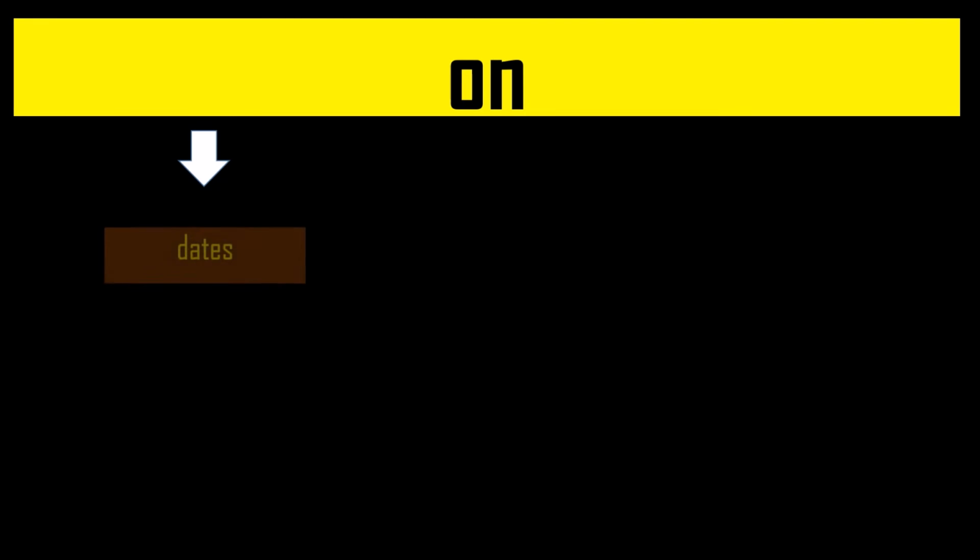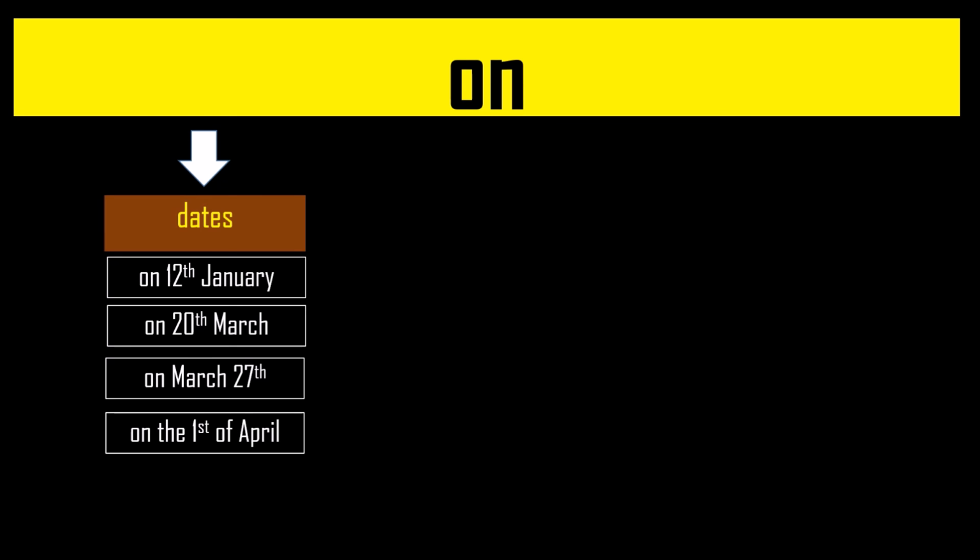The preposition "on" is used to show dates. On 12th January, on 20th March, on March 27th, on the 1st of April.